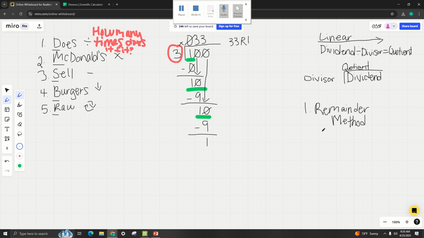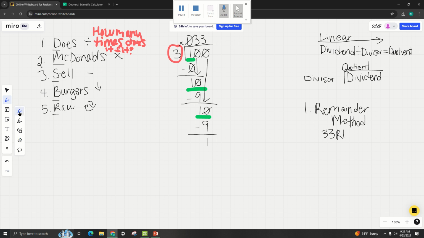Remainder method. So that's going to be 33. So we got as far as we could with this. There was a number left over. So then we put remainder and that number that was left over, because there's nothing else for us to bring down. We can't keep dividing if we use this method. However, let me erase this.